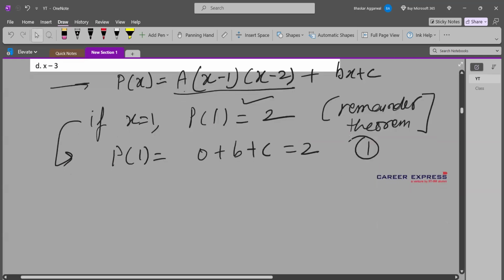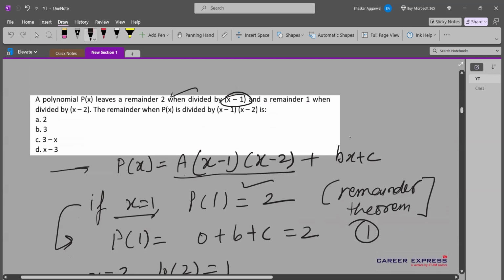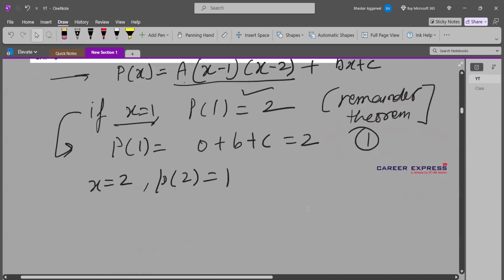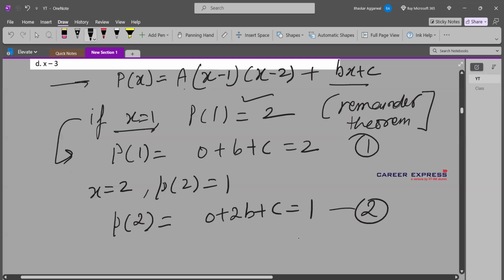And similarly, when I put x equal to 2, then P(2) will be equal to 1. So when I put x equal to 2, the remainder is 1. So P(2), again, when I put x equal to 2 in P(x), this part will be 0. So it will be 0 plus 2b plus c, and that should be 1. So this is equation 2.